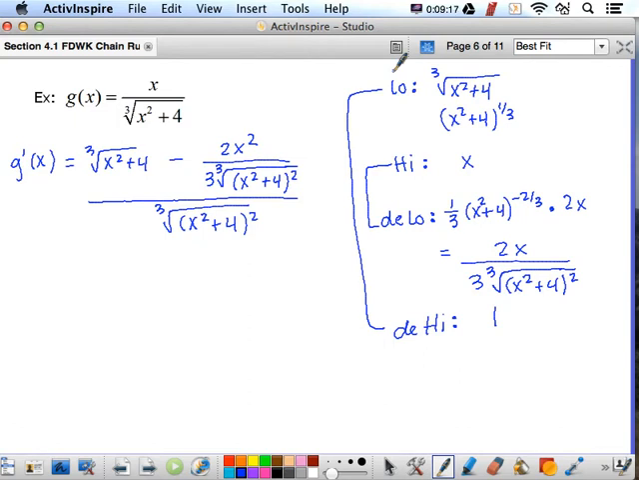Alright, so now we need to get rid of our complex fractions. So we're going to envision this as over 1. We're going to multiply all of the terms through by what's causing the problem. The only thing causing the problem is this guy. So I need to multiply everything by 3 cube roots of x squared plus 4 squared. So I'm going to do that to all 3 terms. 3 cube roots of x squared plus 4 squared. And we have to do that on bottom as well.